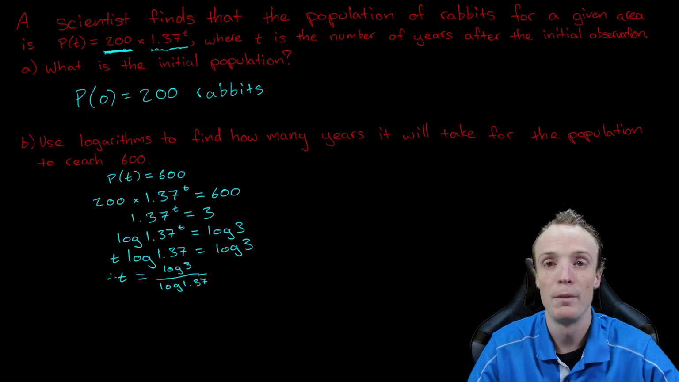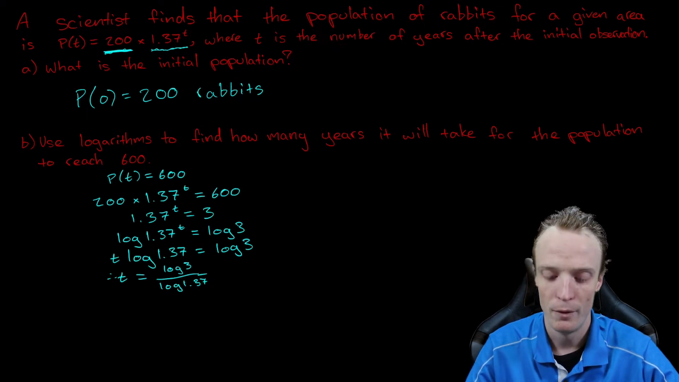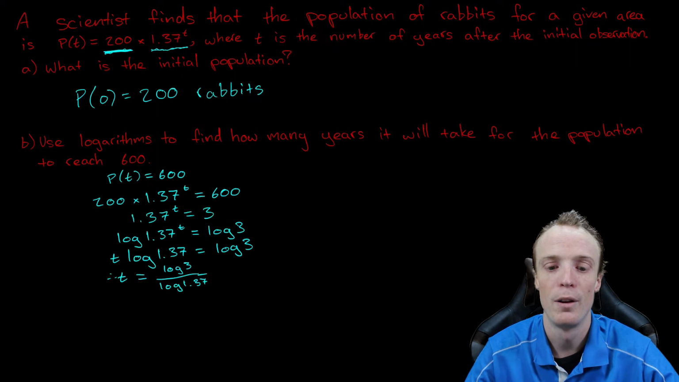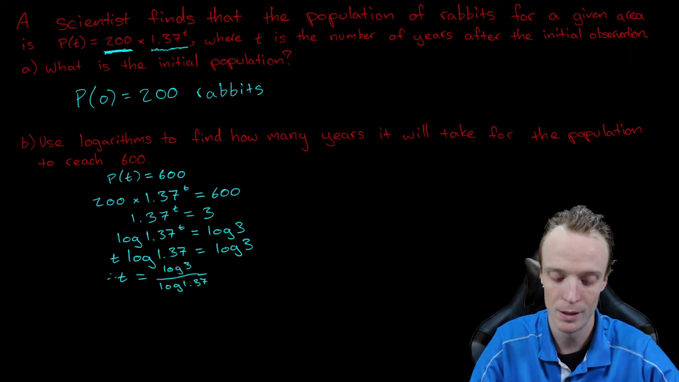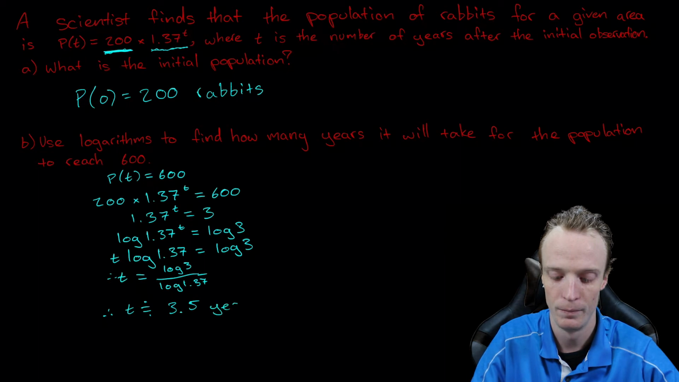Now this is going to be giving me the exact answer. From here I can put this into a calculator and find out approximately how many years it's going to be. So when I do that, my t works out to be approximately 3.5 years.